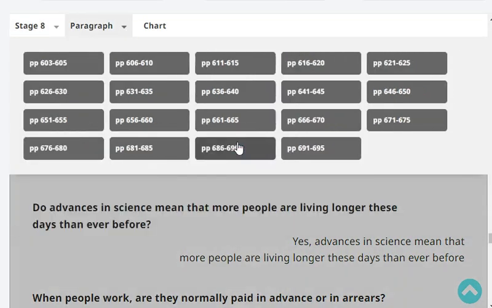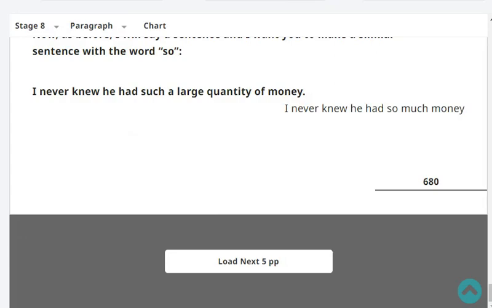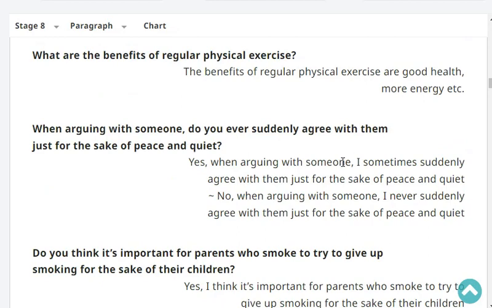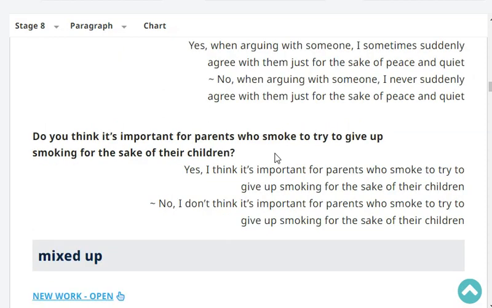What are the benefits of regular physical exercise? The benefits of regular physical exercise are good health, more energy, etc. When arguing with someone, do you ever suddenly agree with them just for the sake of peace and quiet? Yes. When arguing with someone, I sometimes agree with them just for the sake of peace and quiet. Do you think it's important for parents who smoke to try to give up smoking for the sake of their children? Yes, I think it's important for parents who smoke to try to give up smoking for the sake of their children.